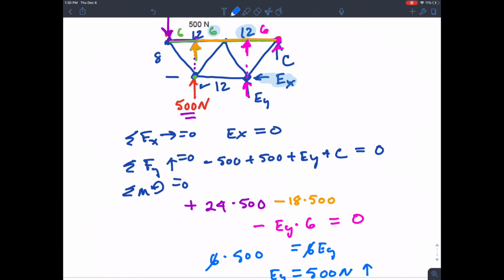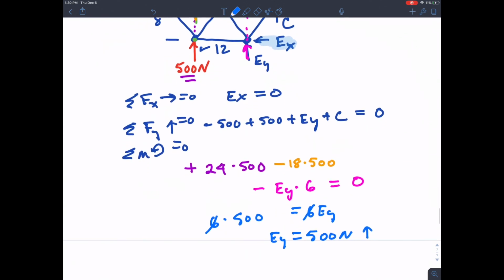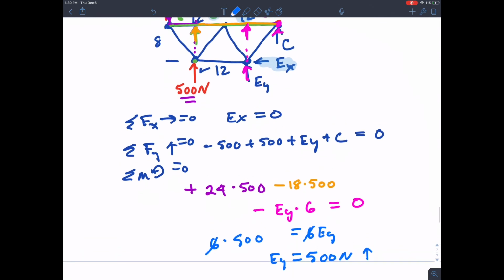Okay, and so from there we just need to find the reaction force at C, and we have this equation. We can plug the 500 in here, and from that we get minus 500 plus 500, those cancel. 500 plus C equals 0. That means that C is equal to minus 500 newtons. Okay, so that's the same thing as 500 newtons referenced in the opposite direction. In this case, that would be down.